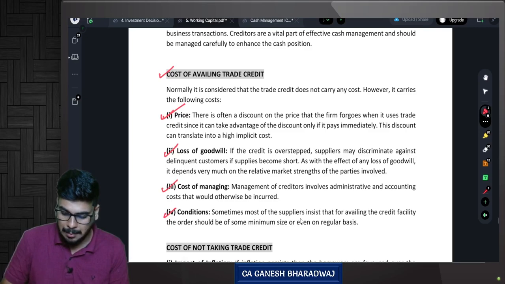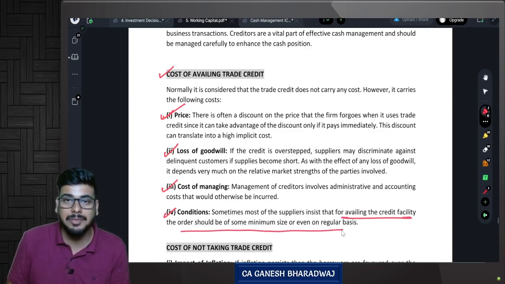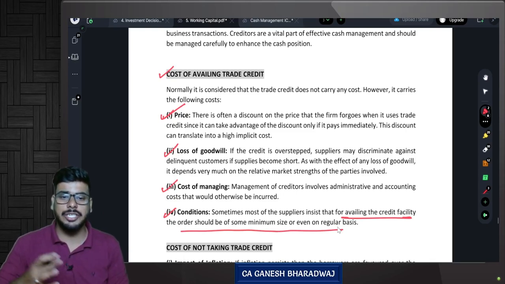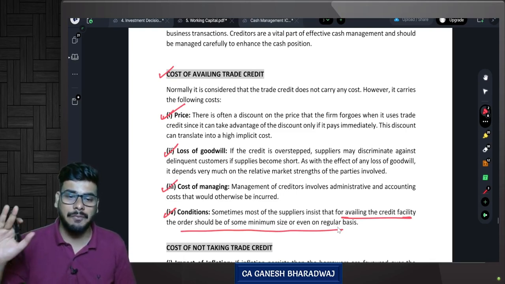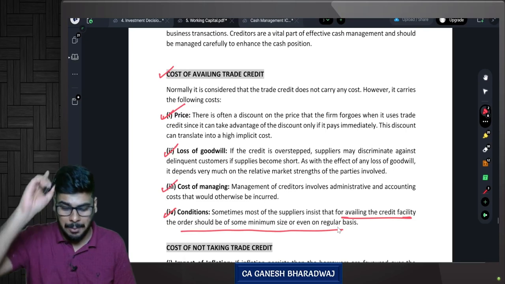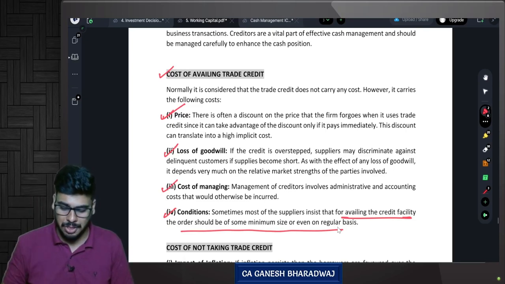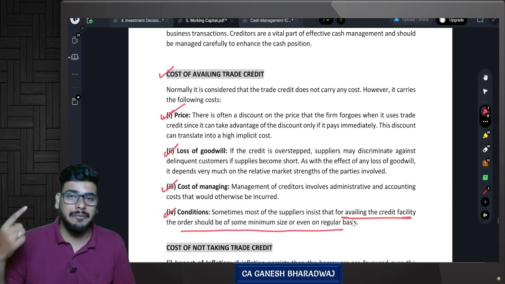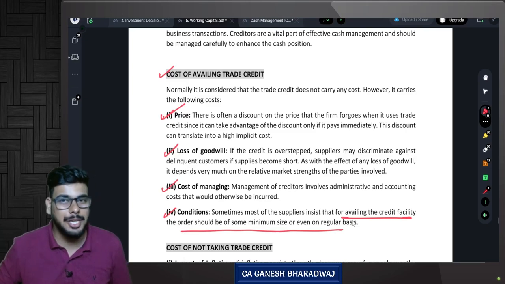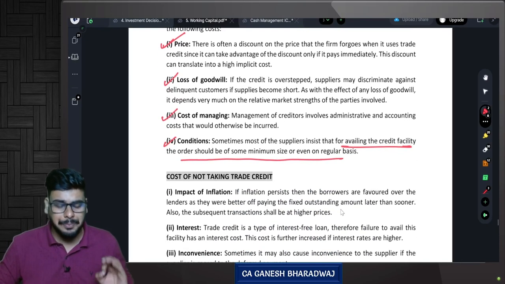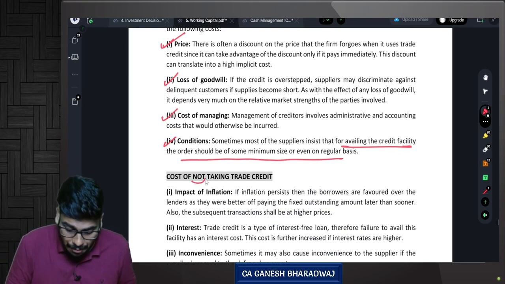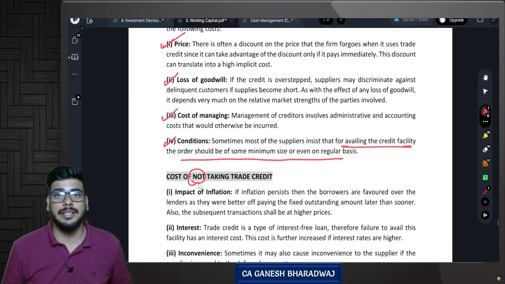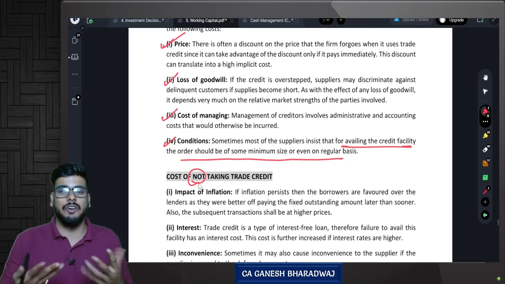Most suppliers insist that for availing the credit facility, the order should be of some minimum size or placed on a regular basis. They will not give credit facility to every customer. The suppliers will say, you need to purchase a minimum of so much, or you should purchase every month. All these kinds of conditions they will impose. But you know, there are some costs of not taking the credit. That is, these are some benefits of taking credit.